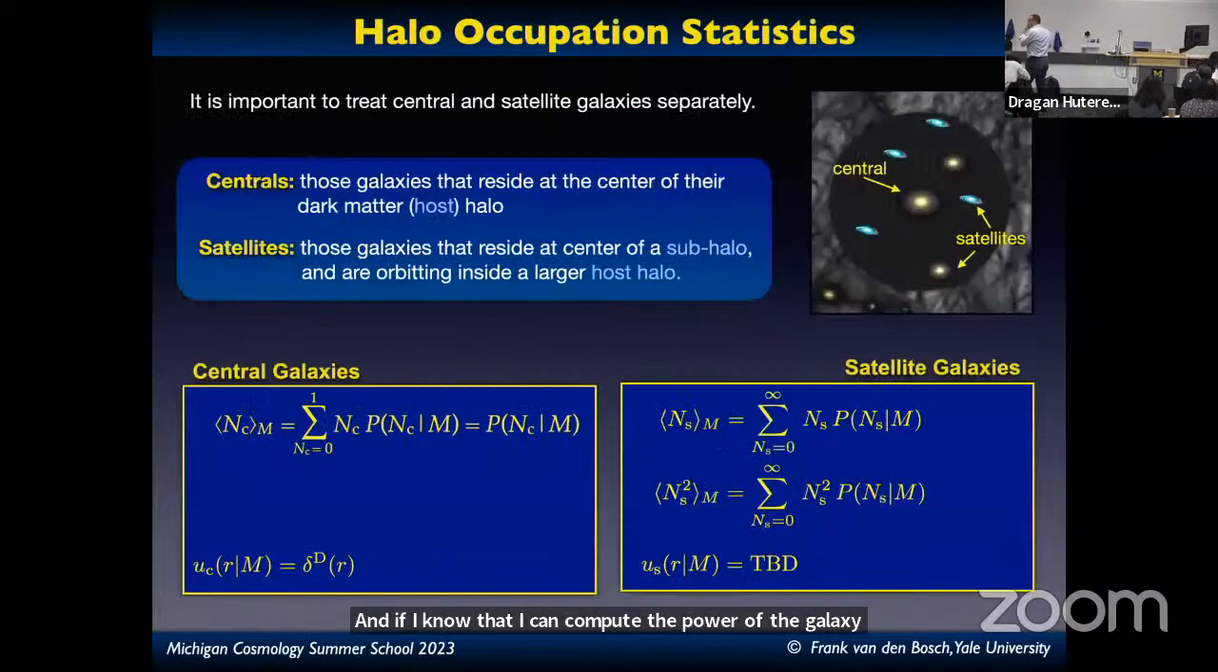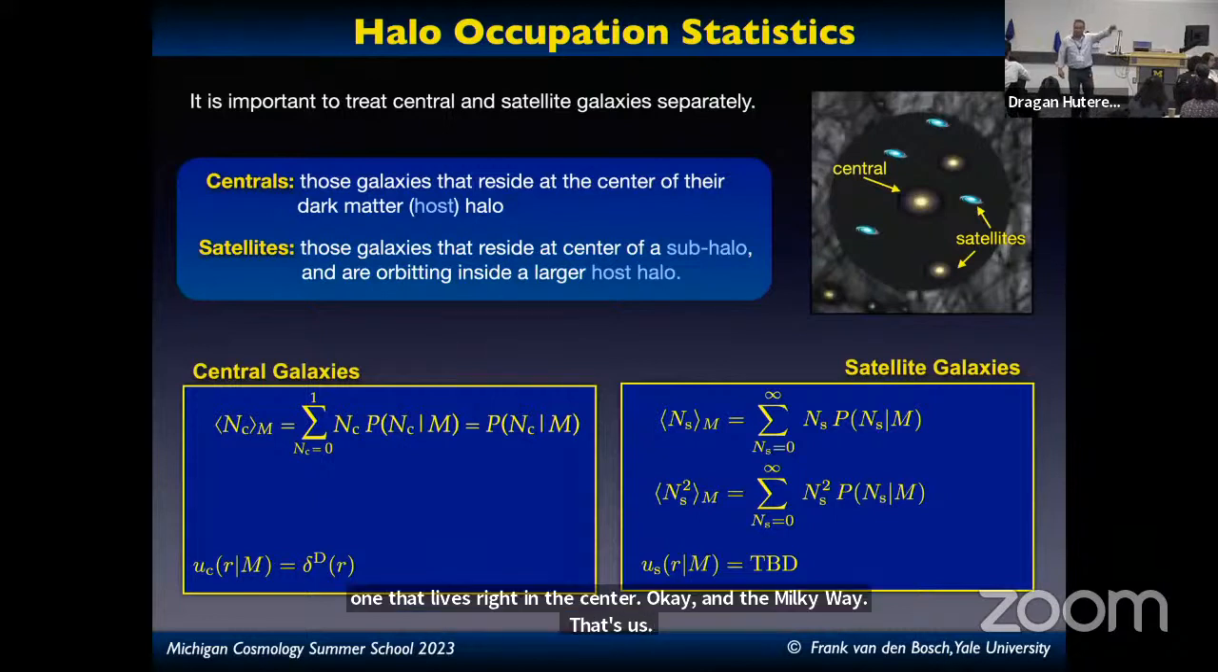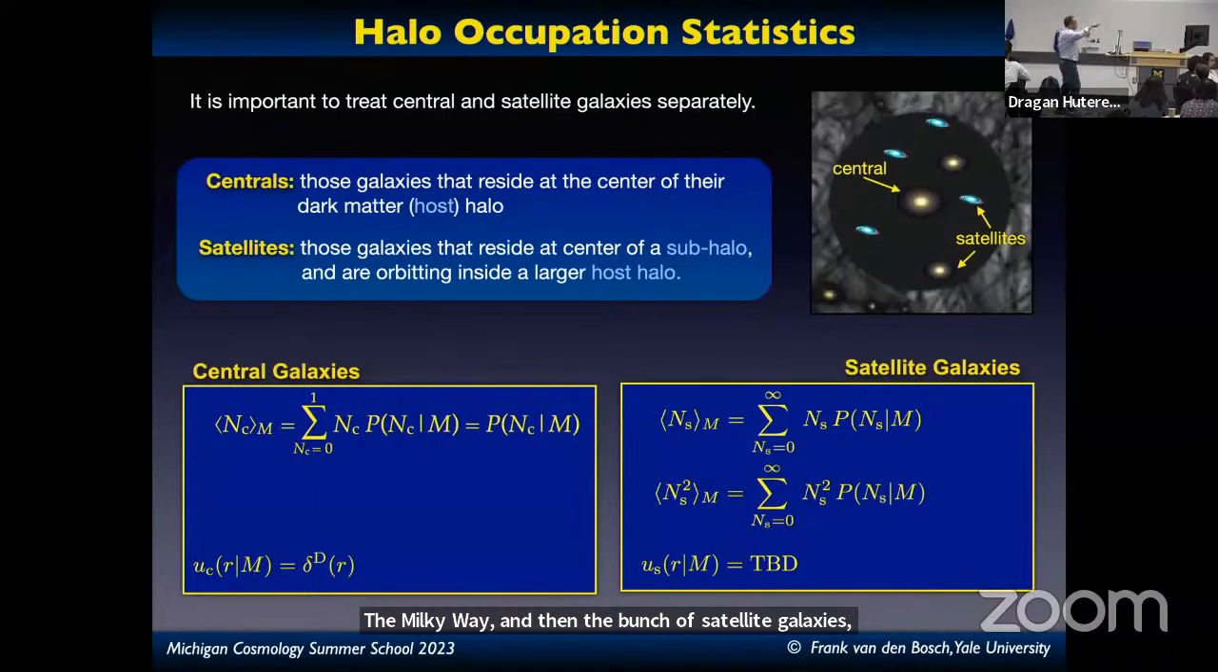Right? So, to summarize, what we need then is a halo occupation model. We have to first realize that in a halo, you can have multiple galaxies, right? Think of clusters of galaxies. There's always one that's special, that's the central galaxy, the one that lives right at the center. In the Milky Way, that's us, the Milky Way. And then there's a bunch of satellite galaxies, like the LMC and the SMC and all these other little thingies. Satellite galaxies. We believe that those live in dark matter subhalos. So they're moving around in the host halo, they live in subhalos, and they're moving around.